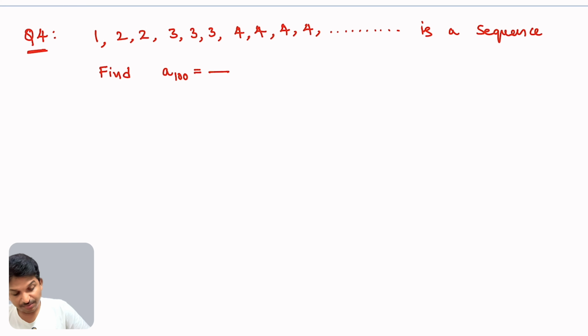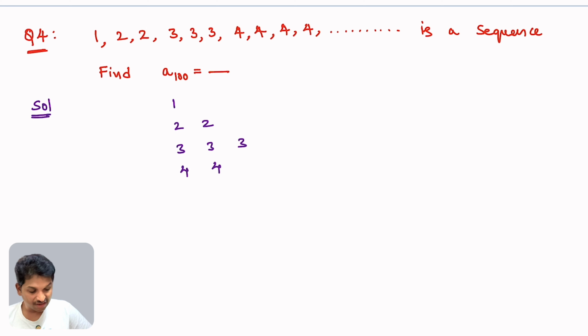To do this problem, I said there is a logical pattern for this. Suppose 1, okay, 2 is there 2 times, 3 is there 3 times, 4 is there 4 times, 5 is there 5 times. It follows like this. Here you observe this carefully.